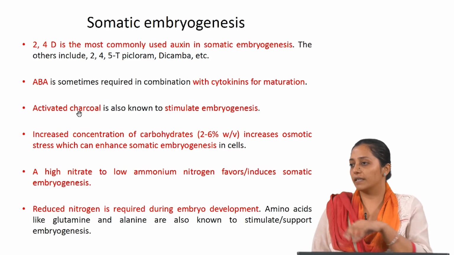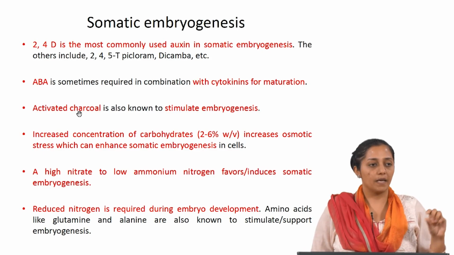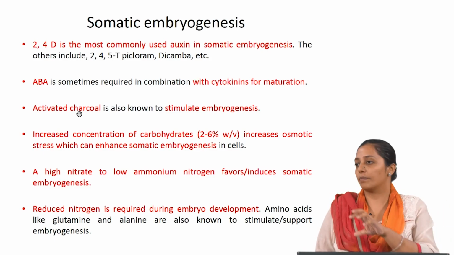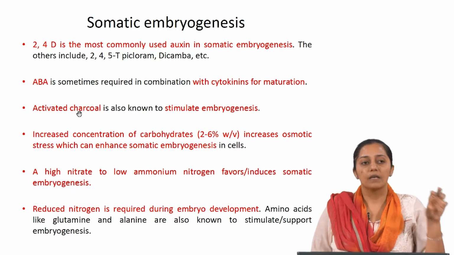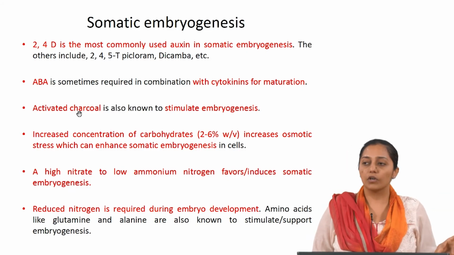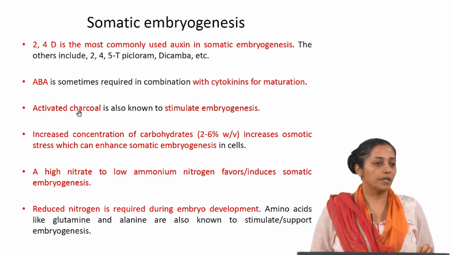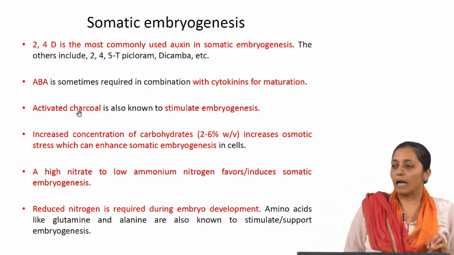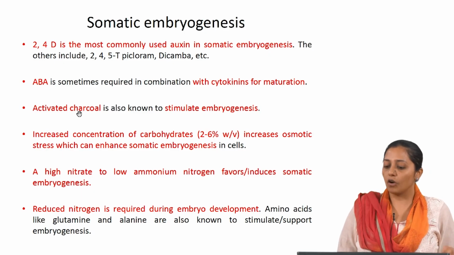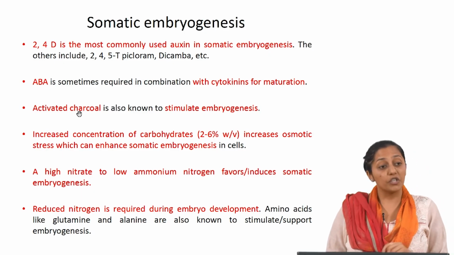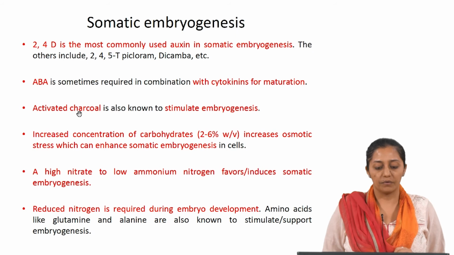We will take up that later once we come to somatic embryos. They are first globular structures, then torpedo, heart shaped structures, though this is a gradual development. So for this gradual development also you need variation in the nutrient. So abscisic acid is used in combination with cytokinins for maturation of these somatic embryos.